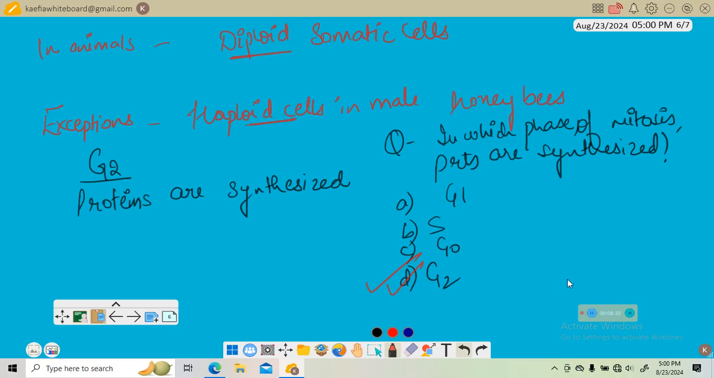Okay, so this completes the G2 phase, or you can say this completes the interphase. M phase we'll discuss in the next session.